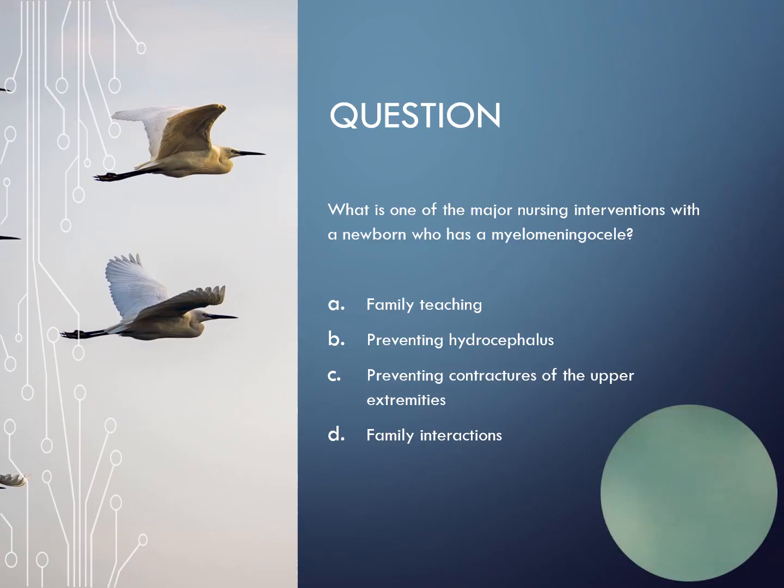So, question. What is one of the major nursing interventions with a newborn who has a myelomeningocele? Is it family teaching, preventing hydrocephalus, preventing contractures of the upper extremities, or family interactions?